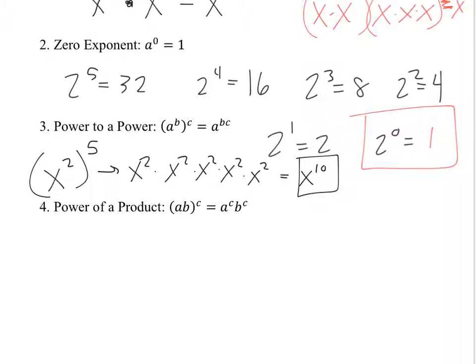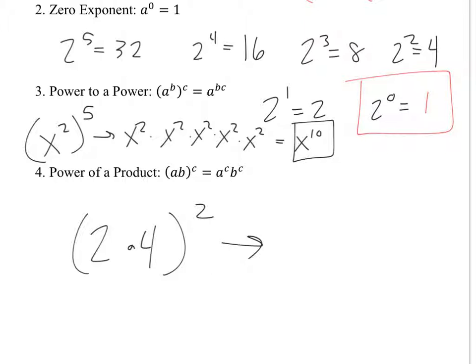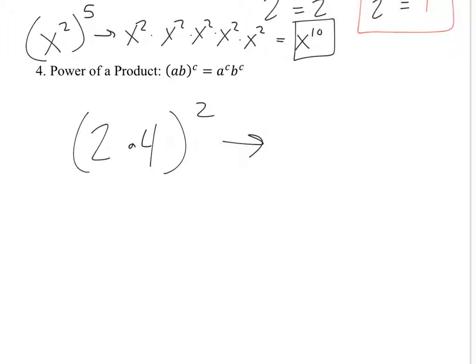Now, it's not easy to prove this with variables. You really can't show it with variables. You show it with numbers, though. So let's say we've got 2 times 4 to the 2nd. Based on your rules of arithmetic, you do PEMDAS. So you would start with parentheses. What's 2 times 4 simply? 8 squared is? 64. Okay, so that's the answer, right?